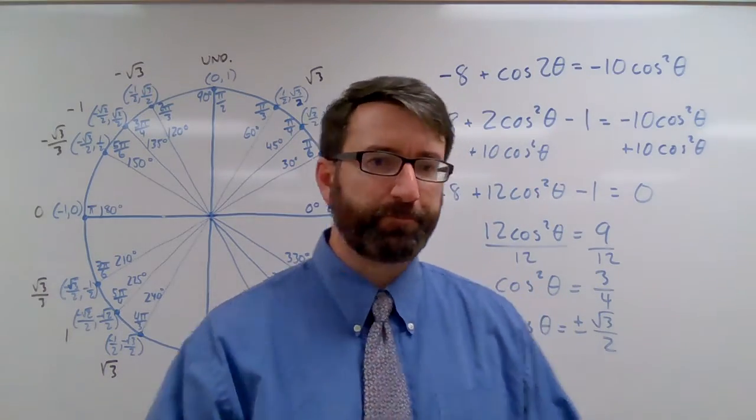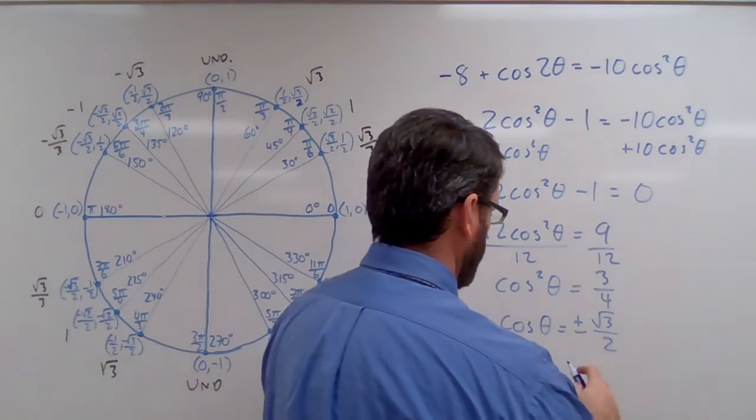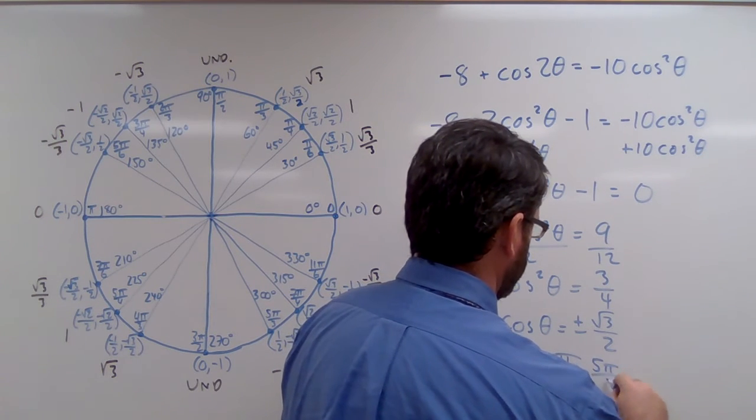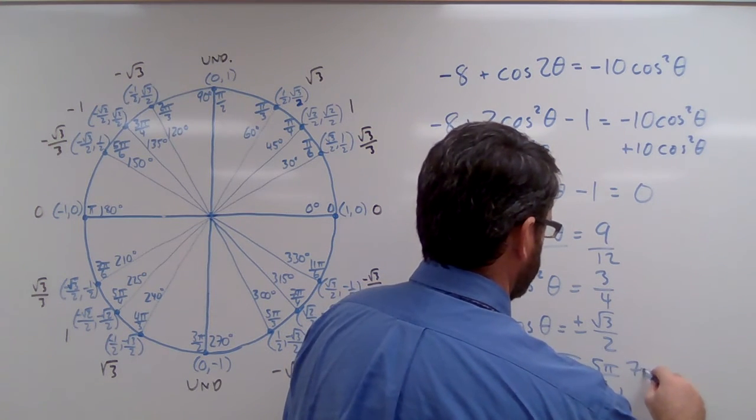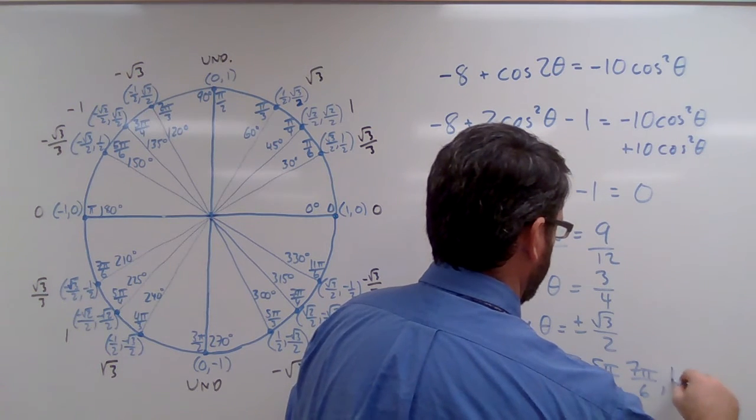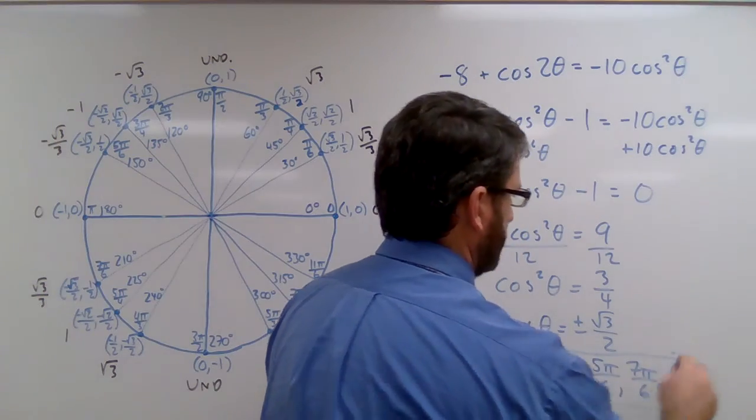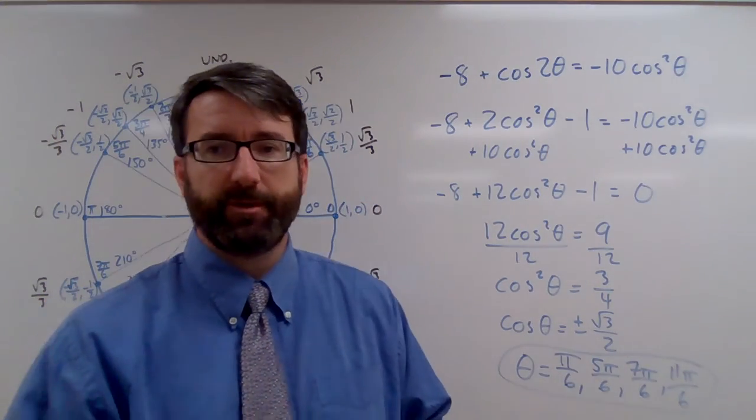So the 4 angles that are going to work here are pi over 6, 5 pi over 6, 7 pi over 6, and 11 pi over 6. Those are our 4 solutions between 0 and 2 pi.